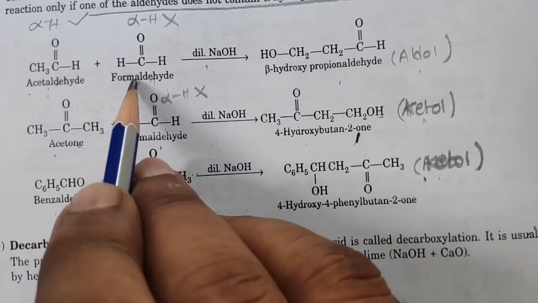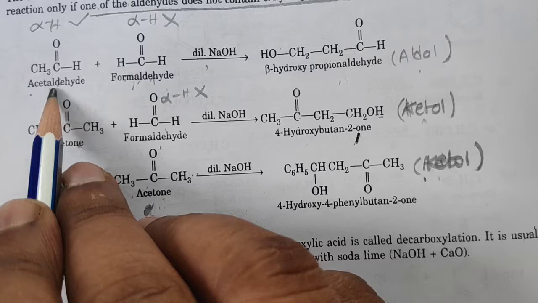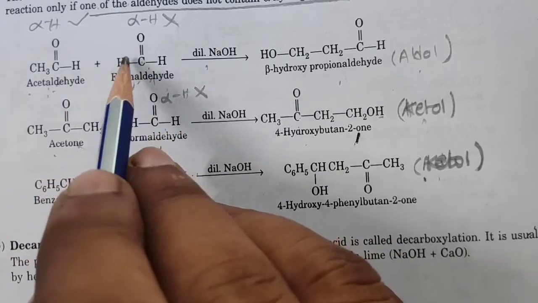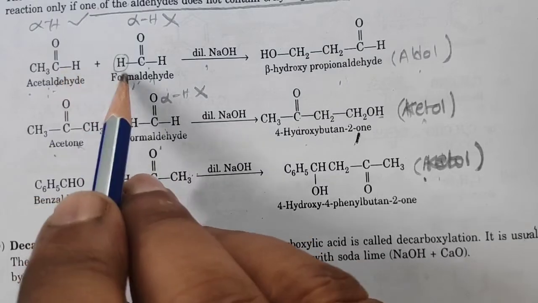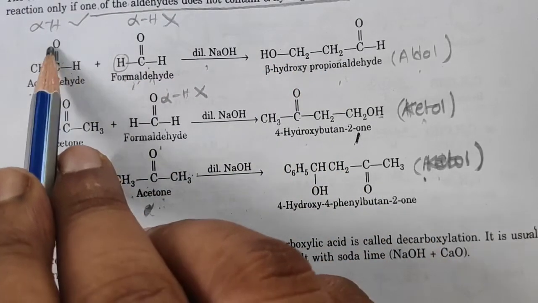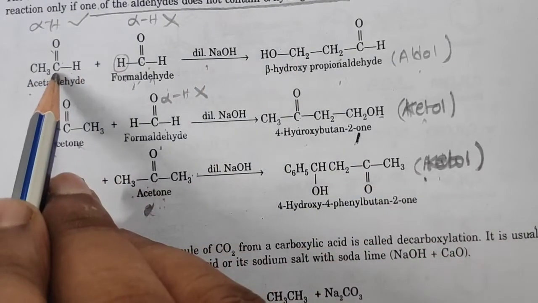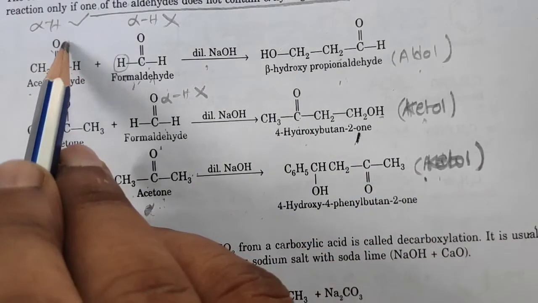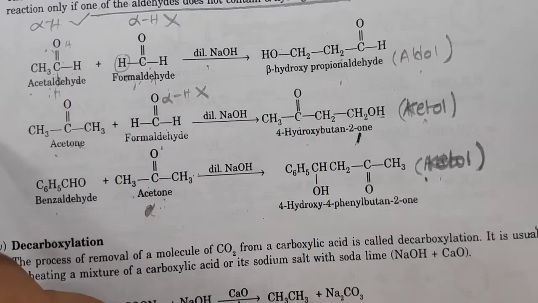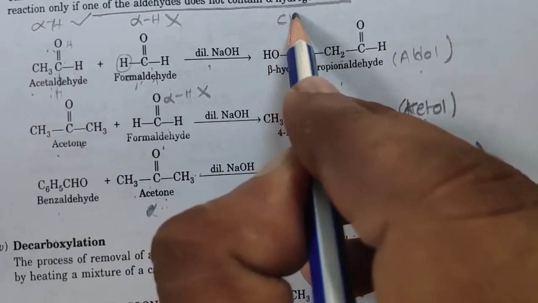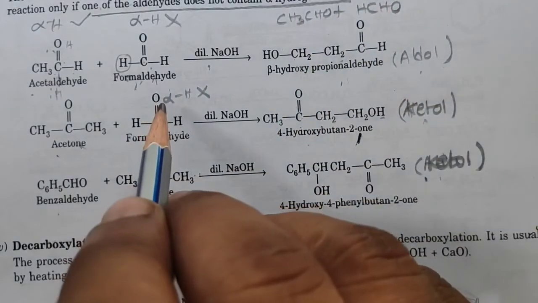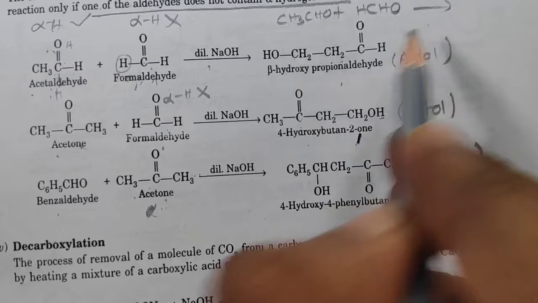Here formaldehyde is there, and here acetaldehyde. Formaldehyde has no alpha hydrogen, so this will be taken as beta only. So here you can remove this hydrogen, and what remains is CH3. Addition will be at this position, with one hydrogen here and H added here. If you don't understand this, write it separately as CH3CHO plus HCHO. Understood? It will be easy to understand, and you can use our technique here.